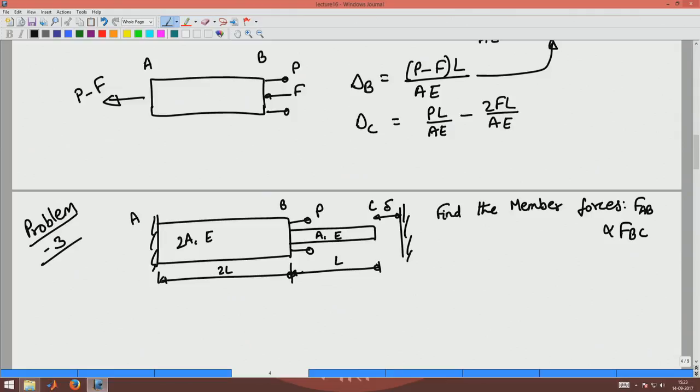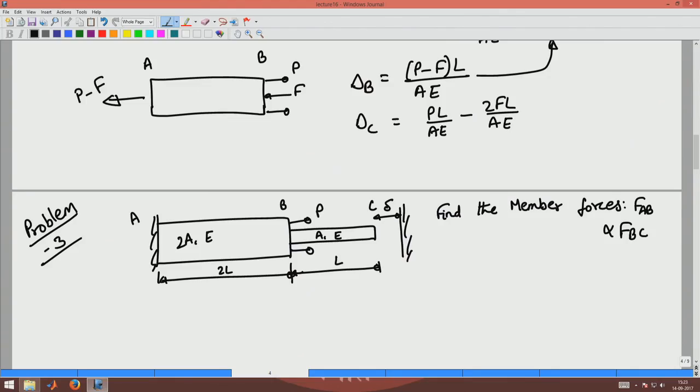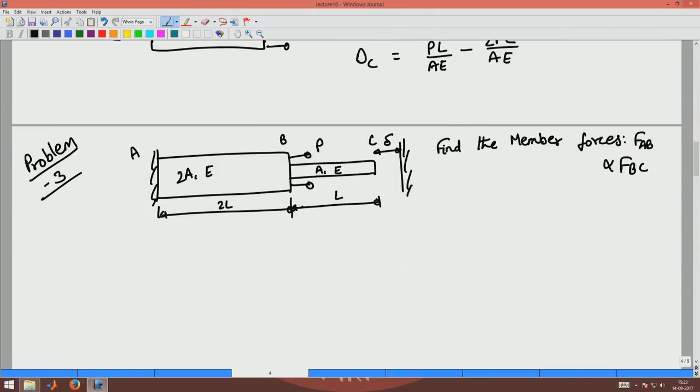Now, there are various ways by which you can solve this problem. Clearly, there are two cases. The first case is before the gap closes and after the gap closes. The simplest way of solving this problem is the following procedure. Again, you draw the free body diagram assuming the gap is closed. First, you assume the gap is closed and draw the free body diagram.